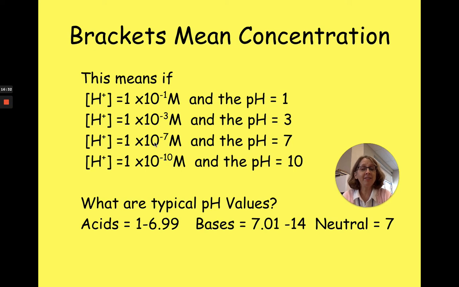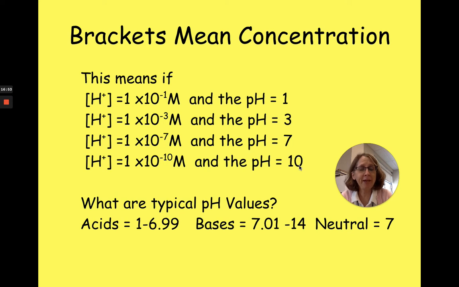1 times 10 to the negative 7 is the pH of neutral water, and we'll talk about why that is in a slide or two. And 1 times 10 to the negative 10, so a very little, teeny hydrogen ion concentration, is pH 10, and something that has very low hydrogen ion concentration tends to be a base, okay, because pH 10 is in the basic range.